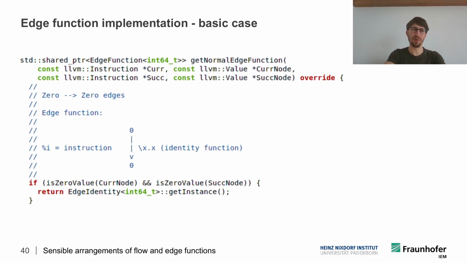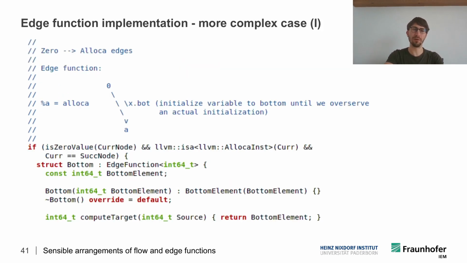So you can just return an instance of this edge identity function here. Now, if you need to come up with a more sophisticated edge function, which is very likely if your analysis is doing something fancy, then it could look like this, and actually there are multiple steps that you will have to take. So first again, you will have to identify the case that you are referring to, and here for example you want to come up with an edge function for this alloca statement here that we discussed before in the flow functions, right?